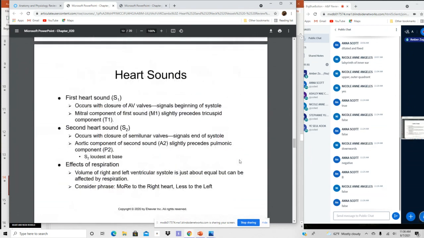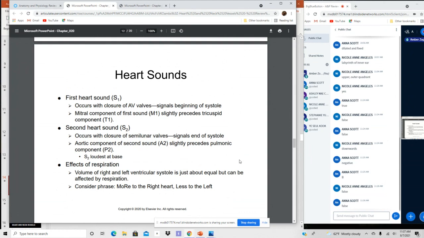Now the heart sounds. The first sound that you'll hear occurs with closure of the AV valves, and it signals the beginning of systole. The mitral component of the first sound, M1, slightly precedes the tricuspid component, T1. The second heart sound occurs with closure of the semilunar valves, and it signals the end of systole. The aortic component of the second sound, A2, slightly precedes the pulmonic component, P2. S2 can be heard loudest at the base of the heart.